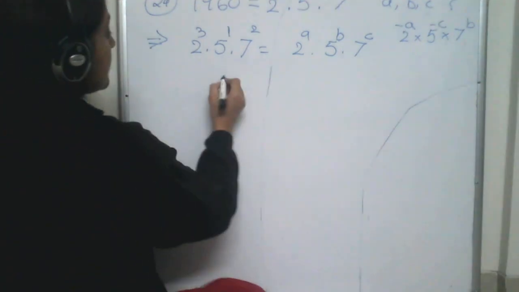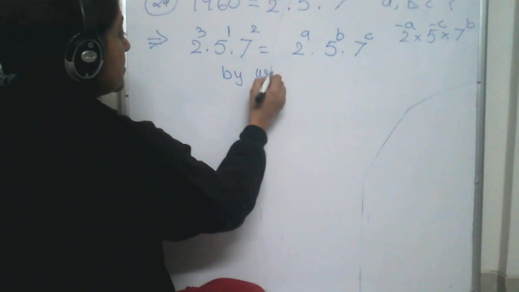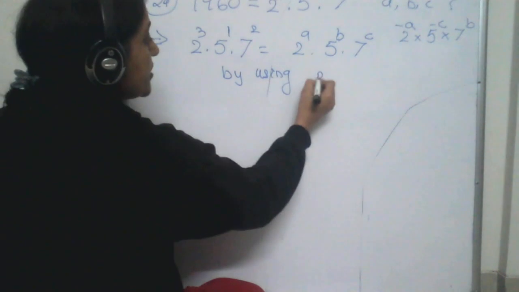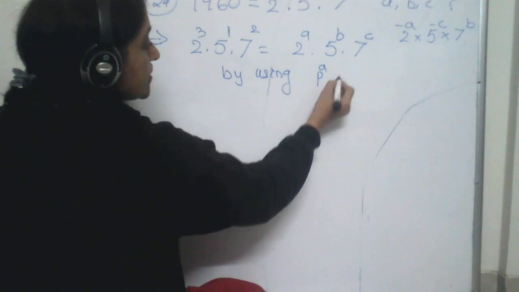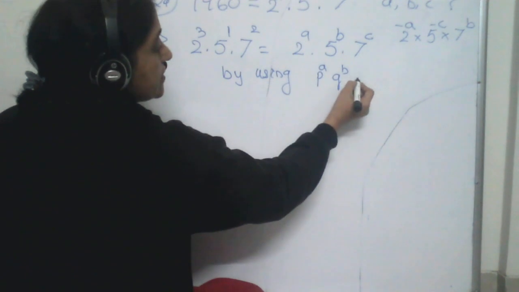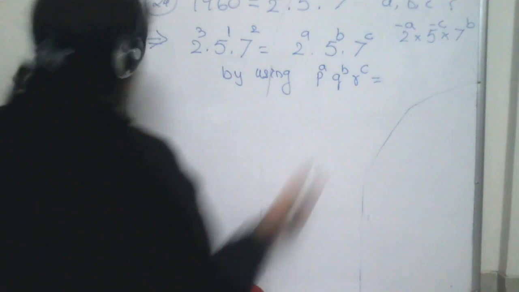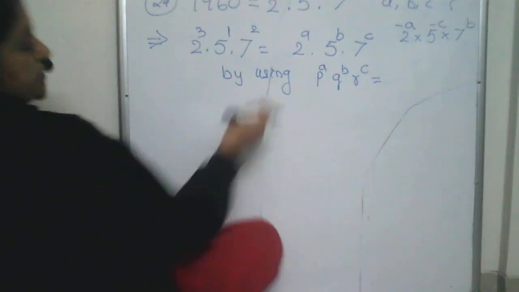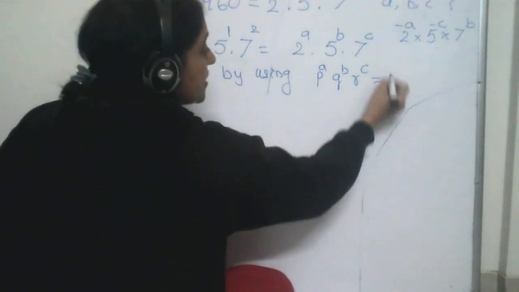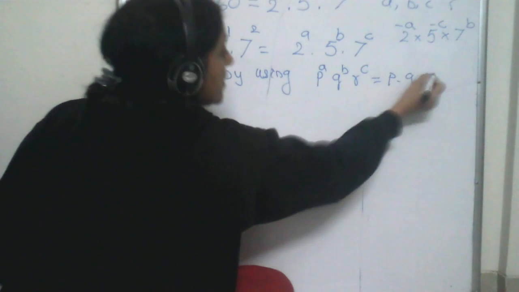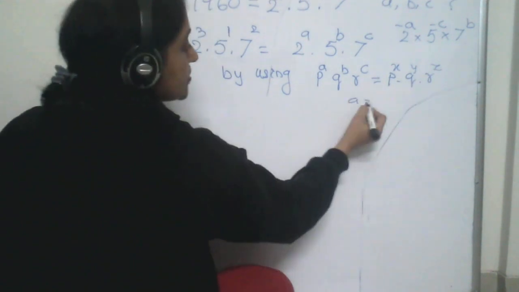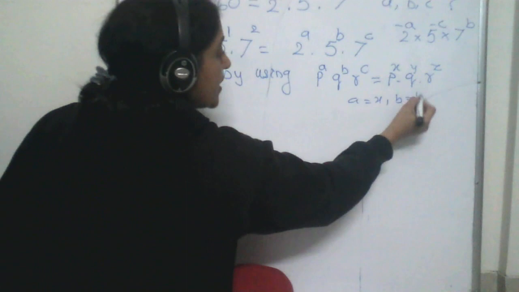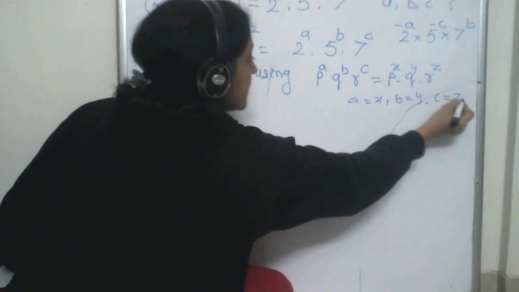Now you know by using, what was it, P to the power A, Q to the power B, R to the power C is equal to, you can change this one, it's not like that, but the only thing is the base should be the same, P, Q, R. If we have taken A, B, C here, you can take X, Y and Z. Then what will happen? A is equal to X, B is equal to Y and C is equal to Z.